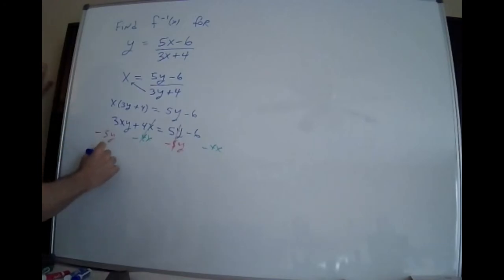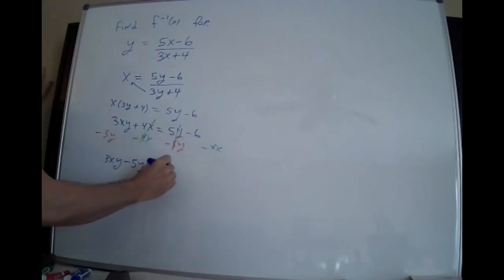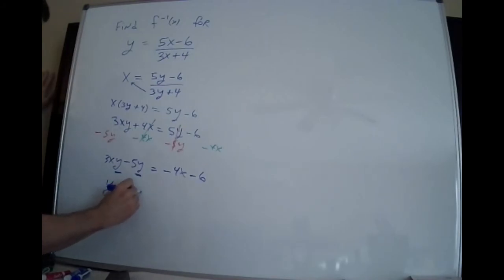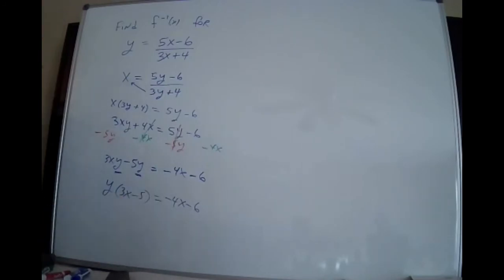So on this side, I'm going to have 3xy, take away 5y. On the other side, I'm going to have negative 4x. I like to write the letter first. Now here's the step. You have a y there and a y there. Factor it out into the front. I mean, this is the move. It's the only way that you're going to be able to solve for y properly is to factor out. Now instead of having two y's, I have one. It's like a great trick.